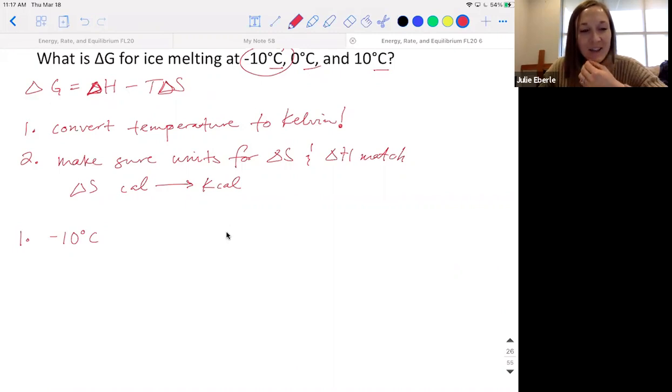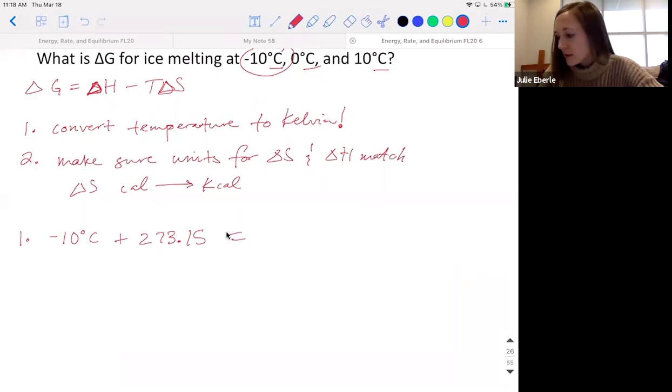Not Jay said 370. Okay, yeah, there we go. Very close, not Jay. 273, okay? Plus 273.15. Don't forget the 0.15, okay? So negative 10 plus this is going to give you 263.15 since that was a negative number. And that's Kelvin now.